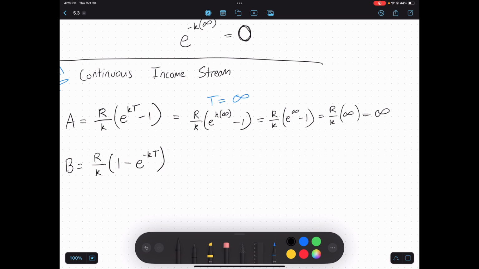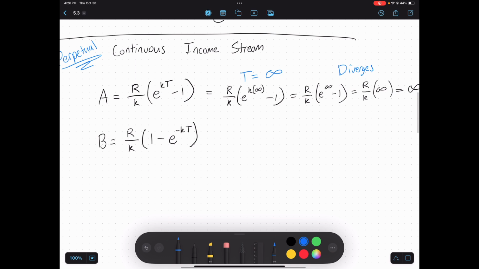And if you think about it, that makes sense. Because if I'm letting it go on for an infinite amount of time, how can I possibly figure out the future value if there is no set time where I'll stop? So this is impossible, or this diverges.